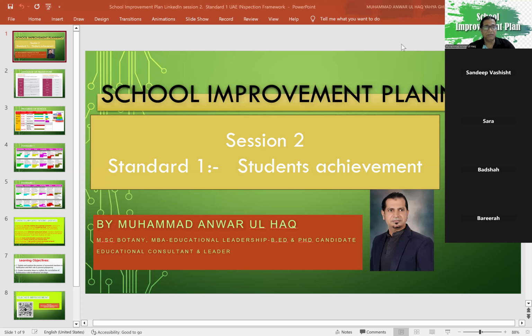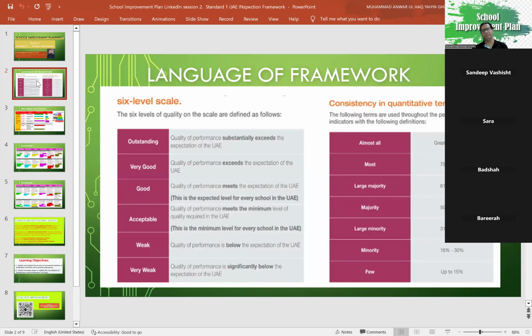For the UAE school inspection framework, the most important thing everyone has to know is the language of the framework. We have to be really very critical about it. Being a leader, it is your responsibility to be aware of each and every term used in the framework and what it means. These two things are really very important: what exactly each term stands for.